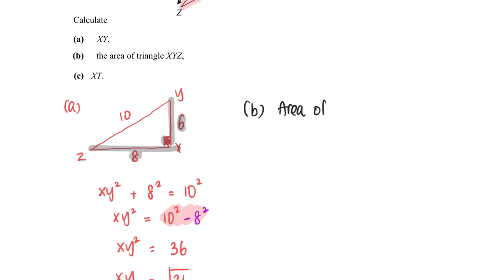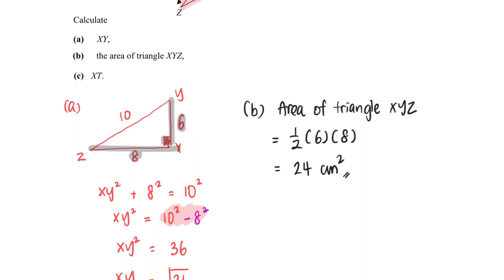Area of this triangle XYZ is equal to half times 6 times 8, which is 24 cm square.